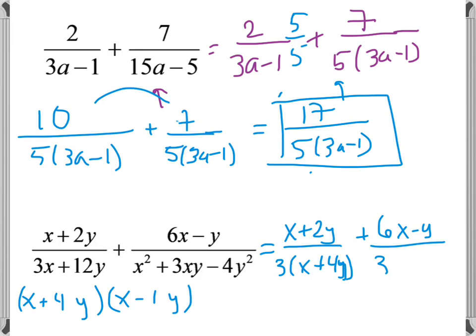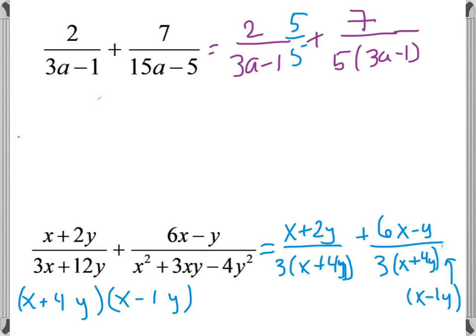So I have 3 times x plus 4y, and I'm going to put a little arrow. This is also being multiplied by x minus 1y, or x minus y. Now when I multiply those out, the second fraction has this x minus y, so the first fraction I have to multiply by x minus y in the numerator and the denominator.